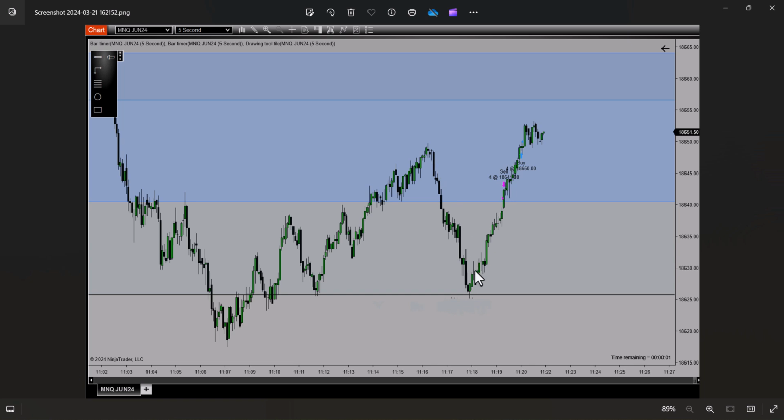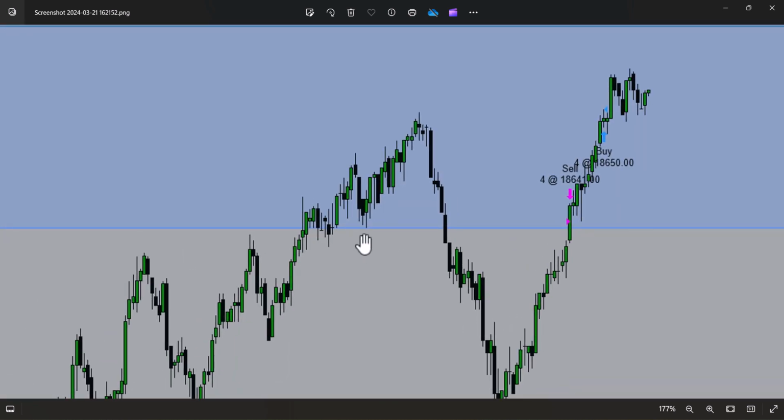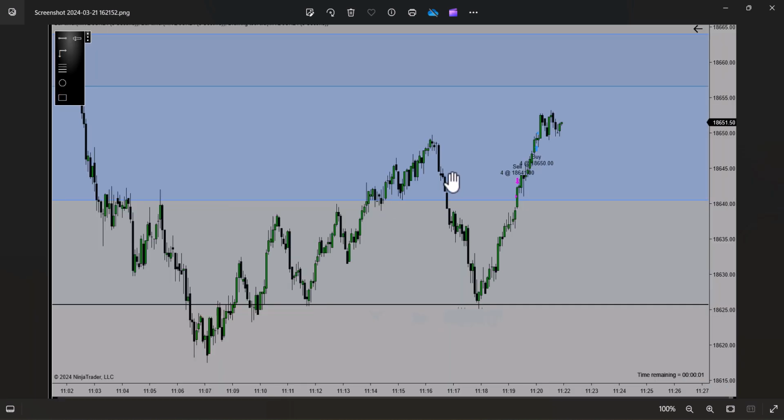So I saw this as a market structure shift, but if this is a 5-second time frame, right? But if we look at the 15-second time frame, this move right here was only to mitigate these zones right here, right? So when price broke below this high, right? This low, I was waiting for the retracement, and that would be the perfect setup, right? I would enter from here and I would target 1-to-1.